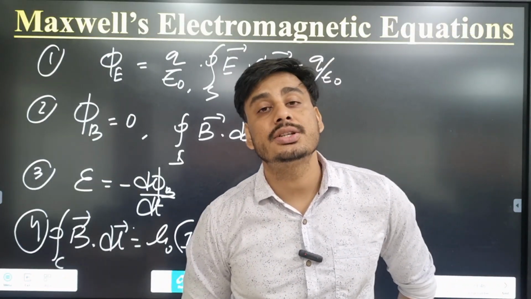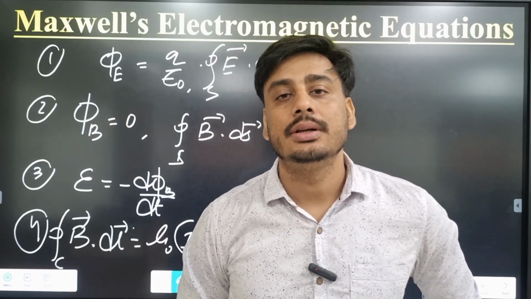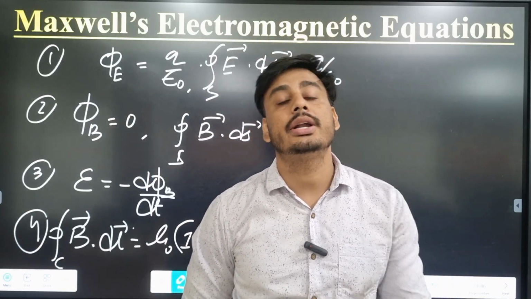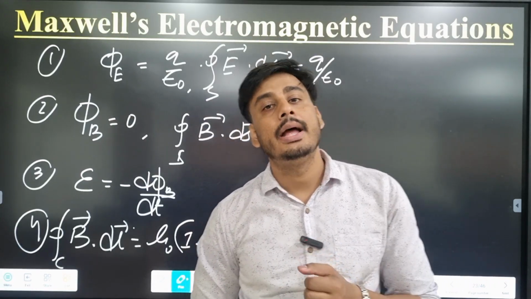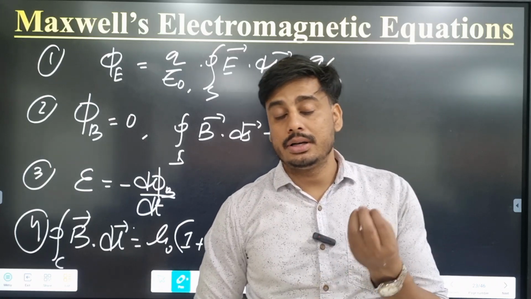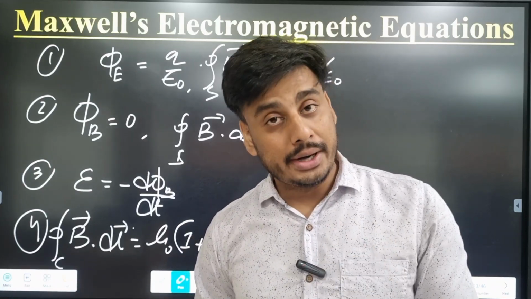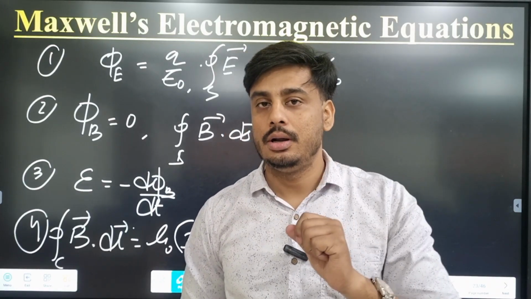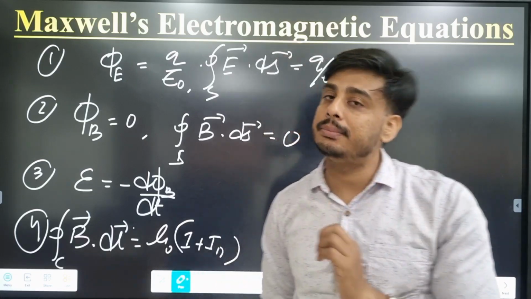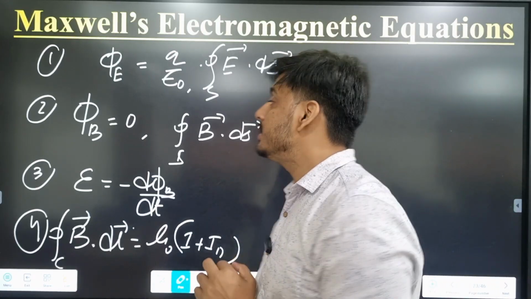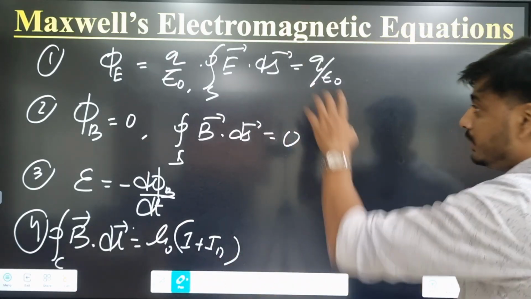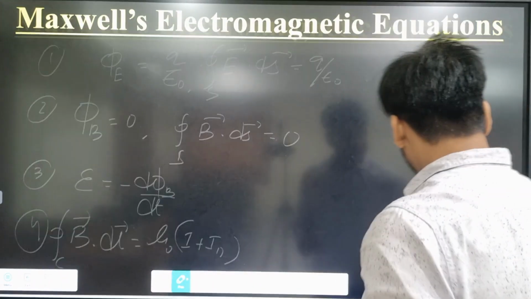So first we will discuss the integral forms. Integral form means when the equation contains integration, that is said to be the integral form. Then the differential form: here we are going to find it by using the del operator, and we are going to derive each one of them. So first we will write the integral form. From this equation also you can identify the integral form.